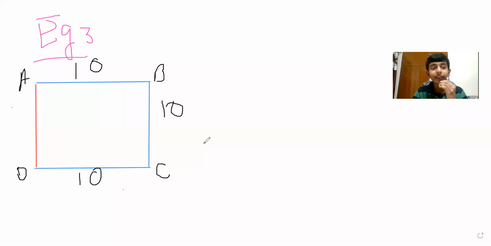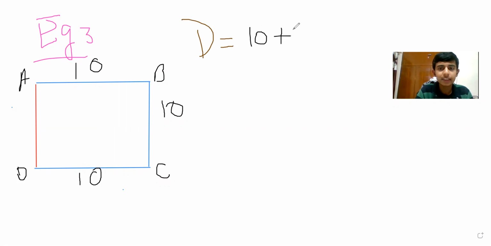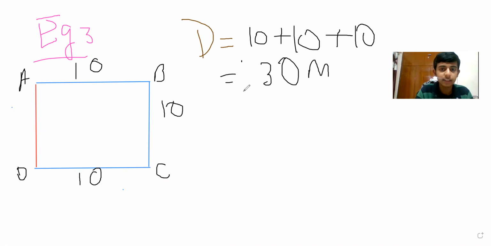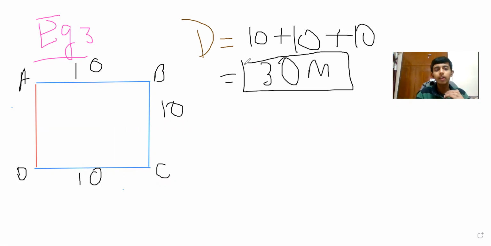Yes, this is our example 3. Let's identify the distance and displacement in this case. So we know the formula of distance, that is total distance. So here distance is going to be very, very easy. It is going to be 10 plus 10 plus 10, that is nothing but 30 meter. This is your distance, because the total path is A to B, B to C, C to D. And the displacement is this red line, that is AD.